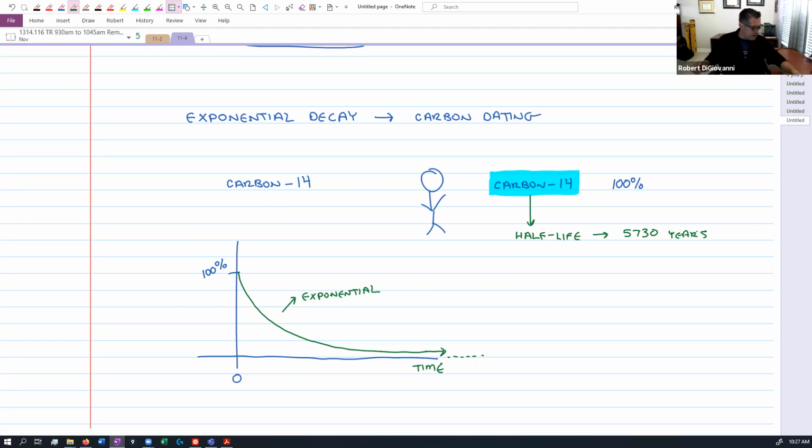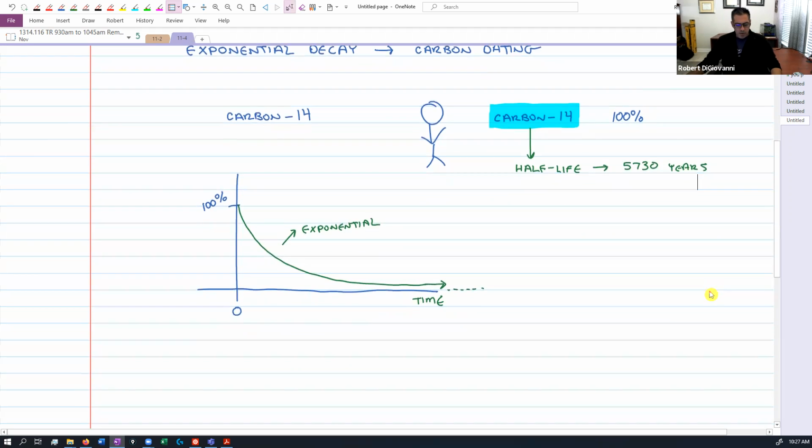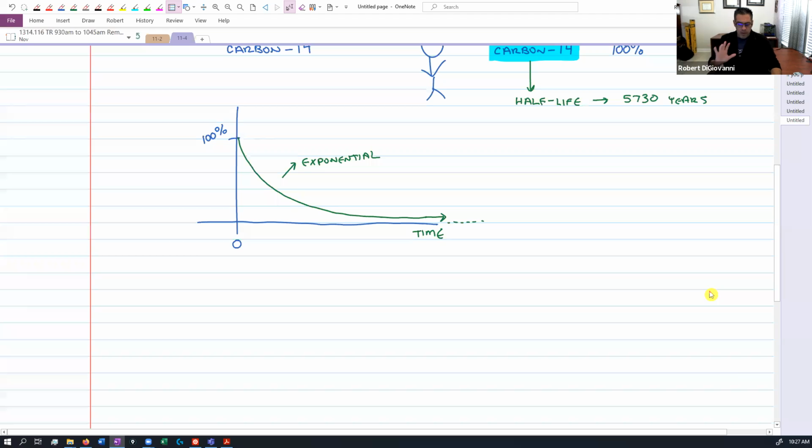So here we go. Let's now try and build up the formula we're going to use to be able to answer something. The ultimate question here is, I'm going to tell you that we found a bone, and I'm going to tell you how much carbon-14 is in it, and you're going to tell me how old the bone is. All right. So the first thing we need to do is come up with the exponential function.